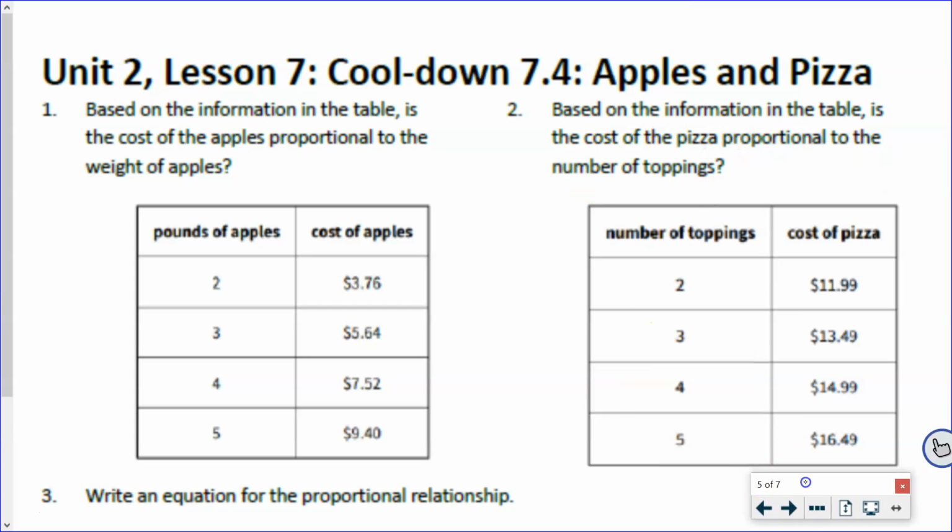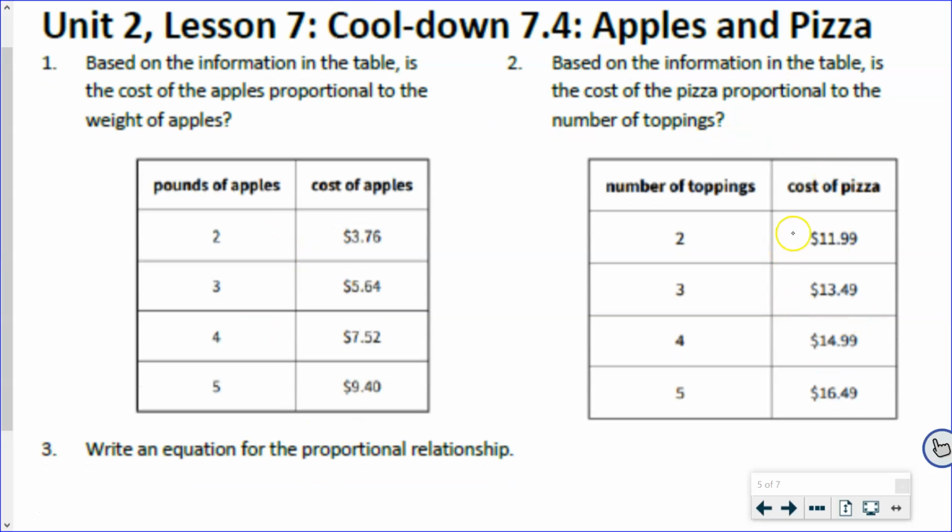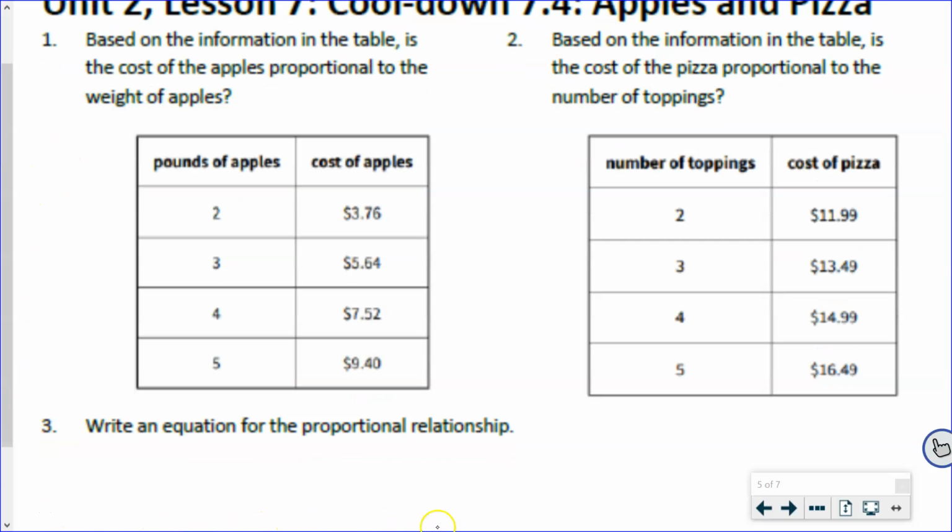Apples and pizza. Based on the information in the table, is the cost of apples proportional to the weight of the apples? And then part 2, based on the information in this table, is the cost of pizza proportional to the number of toppings? Then I want you to write an equation for the proportional relationship. So hint, one of them is going to be proportional, one of them is not. You're going to write the equation for the one that is proportional.